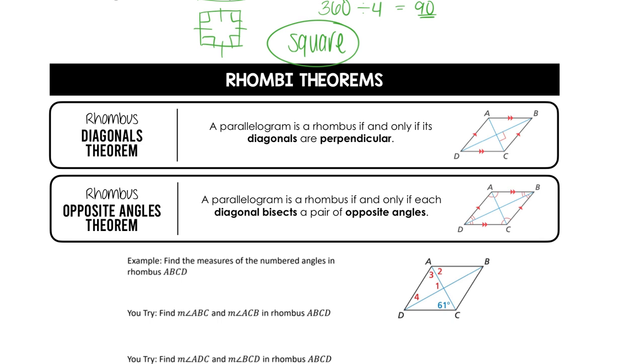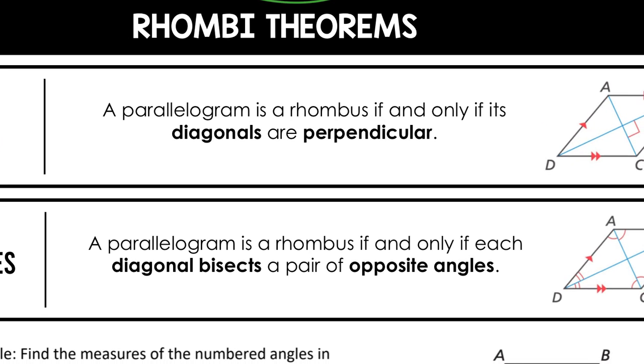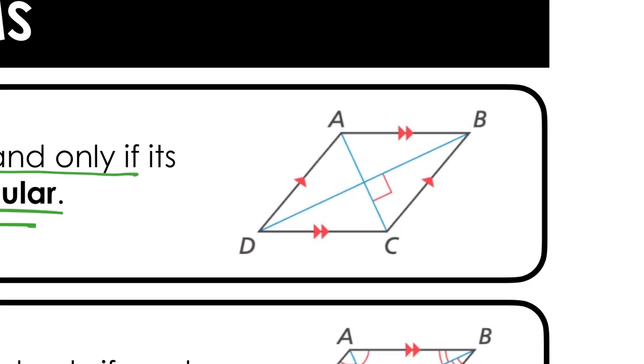The first theorem is called the rhombus diagonals theorem. Now, we already know that in a parallelogram, the diagonals will bisect each other. That's also true for a rhombus, right? But this theorem is a little different. This one is only specific to a rhombus. So it says a parallelogram is a rhombus if and only if its diagonals are perpendicular. So that's just something that happens with a rhombus.